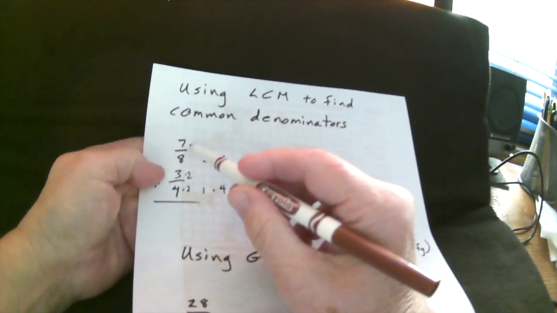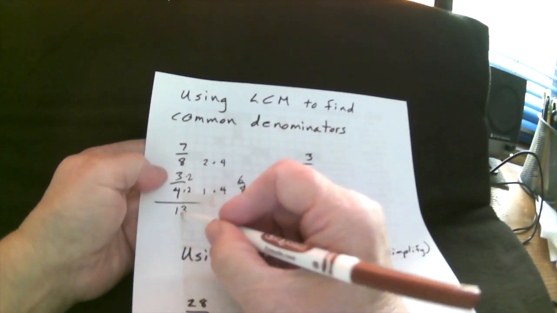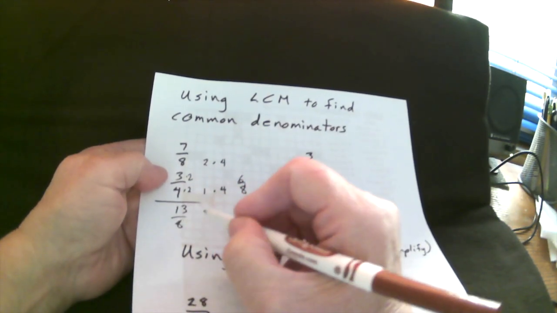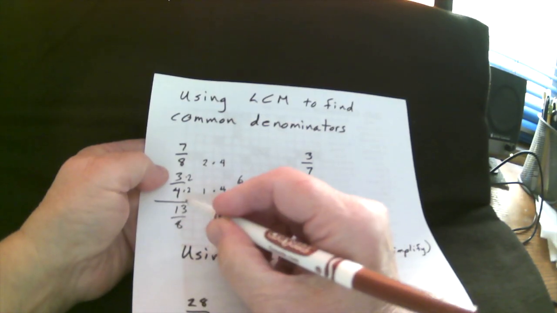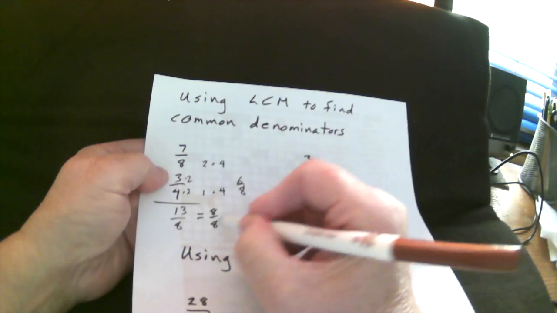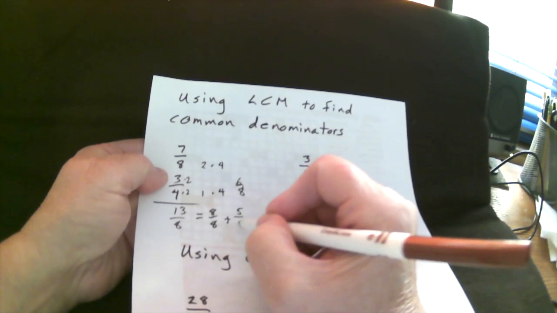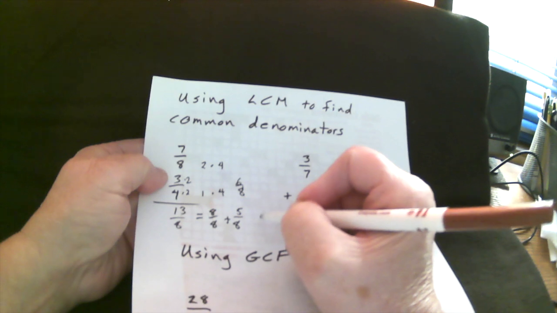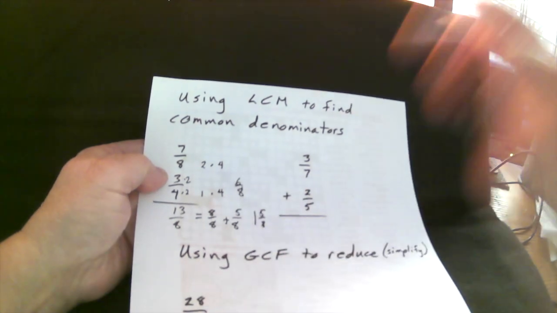Then when we want to add 7 eighths and 6 eighths, we can get 13 eighths, which would simplify because 8 eighths is 1, leaving 5 eighths. So our answer is 1 and 5 eighths.